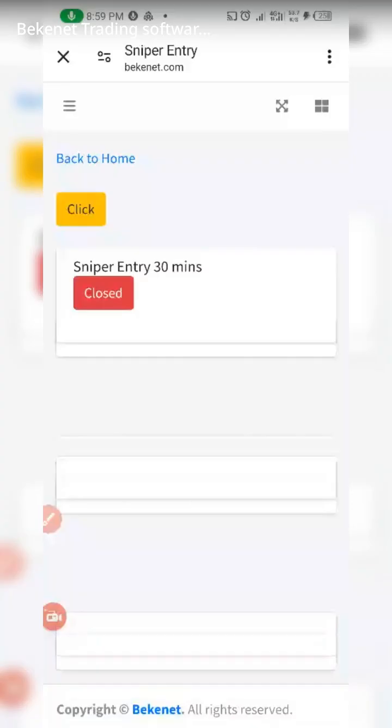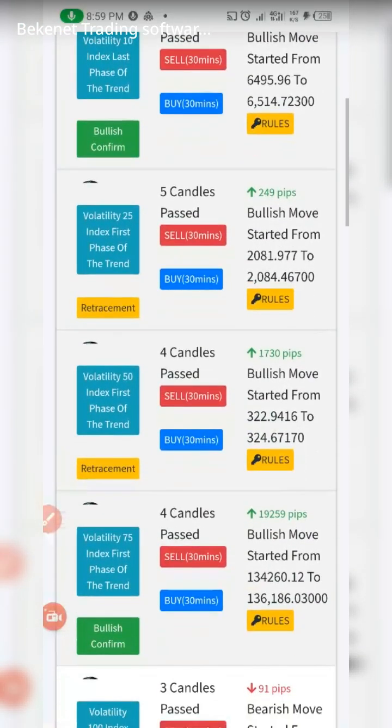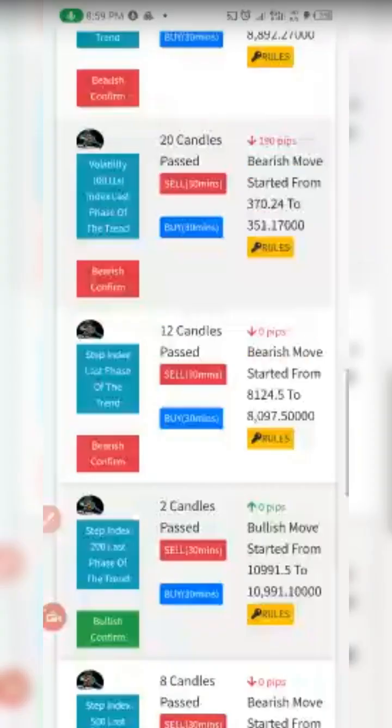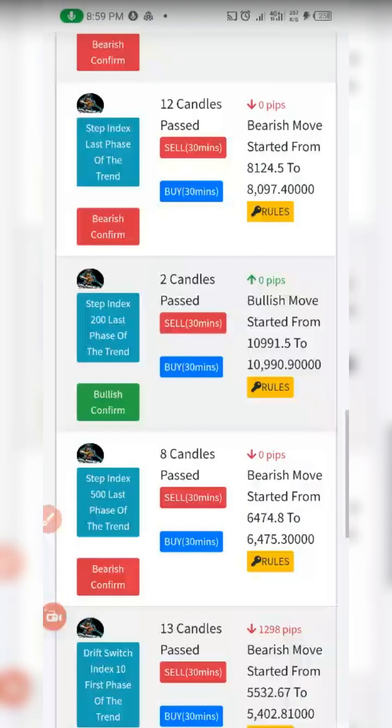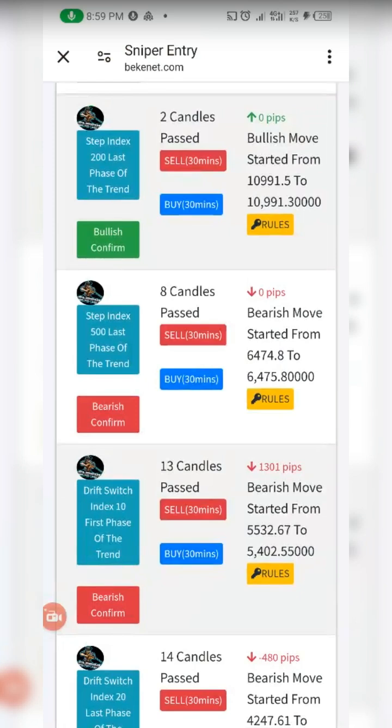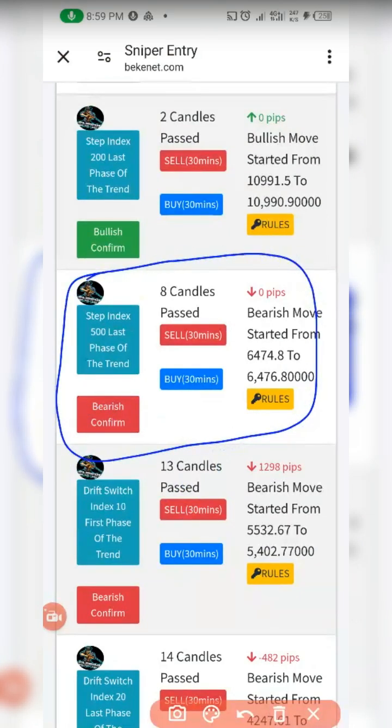Step 500, and see where the direction actually is. Let me see if I can take it. Where's step 500? This is step 500. Look at it. Now, the rules for sniper entry. It's only sniper entry that has the standard rule that you must follow.